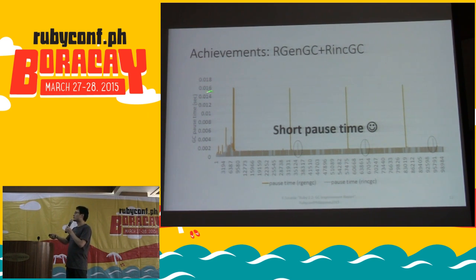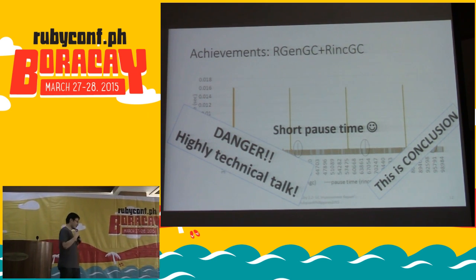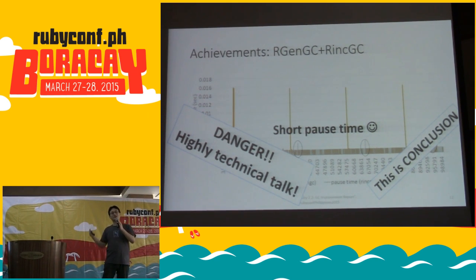With generational garbage collection, there are several peak times. But with generational incremental garbage collection, we achieve a short maximum pause time. So this is the conclusion. After that, I will show you more technical details, highly technical. This is my message: go back home and please tell your friends that Ruby 2.2 is great. If you have any interest in the technical details, please continue to listen to my presentation. If you don't, you can Google all the activities.